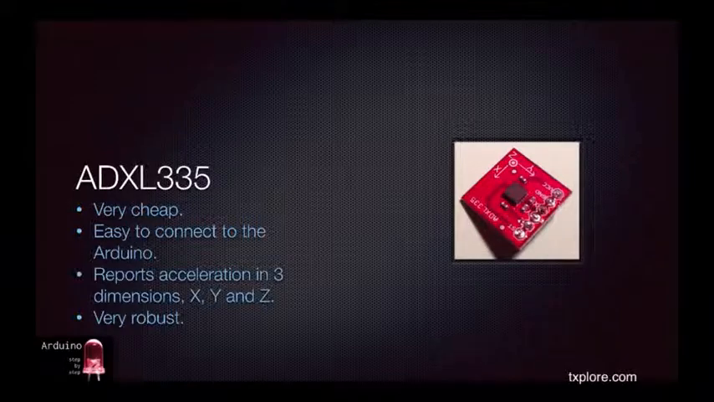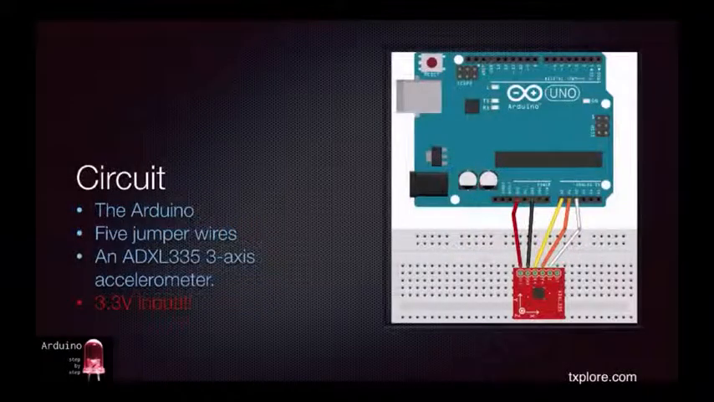The circuit we'll put together contains the Arduino, 5 jumper wires, and the ADXL335 3-axis accelerometer. The sensor takes 3 acceleration measurements for the 3 dimensions. The Arduino reads the analog outputs 0, 1, and 2, acquires the measurements, and prints them out to the monitor.